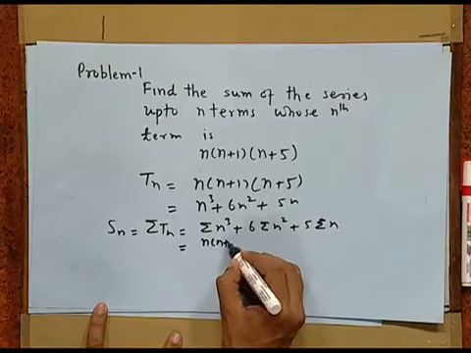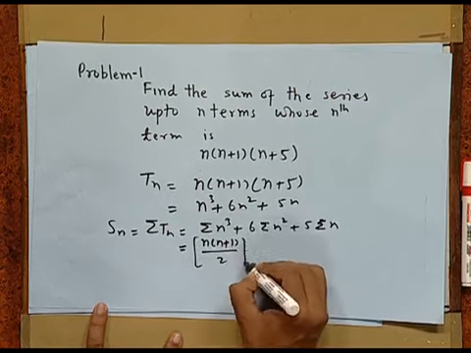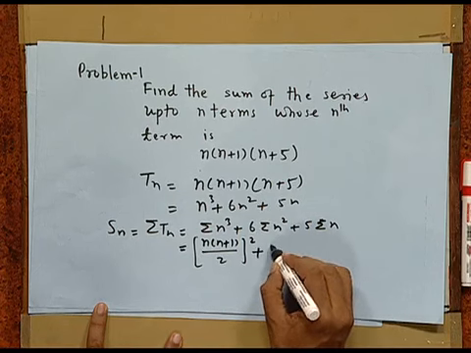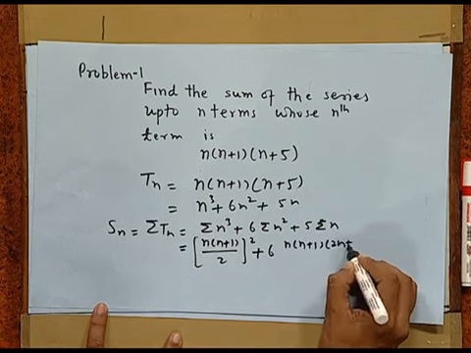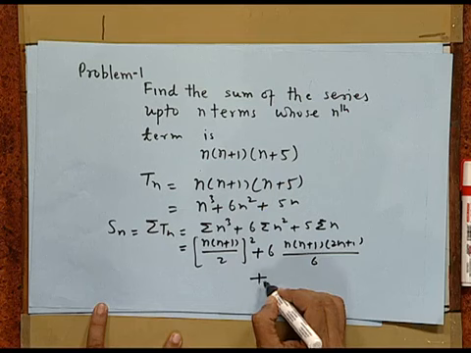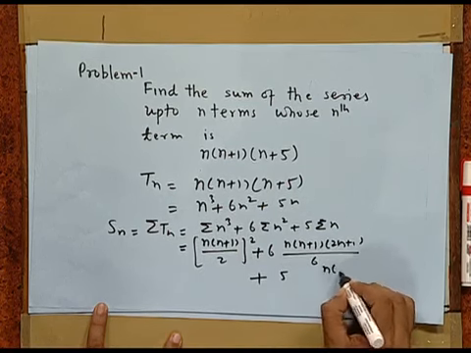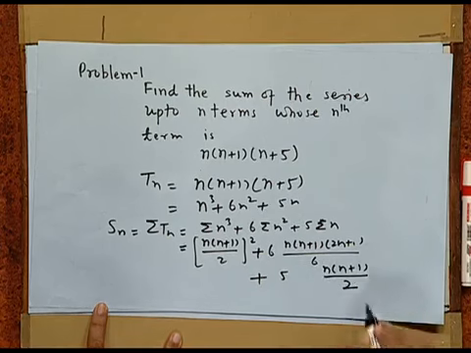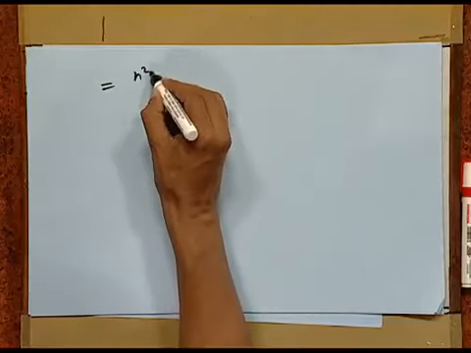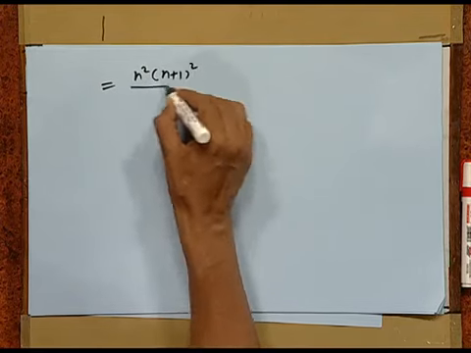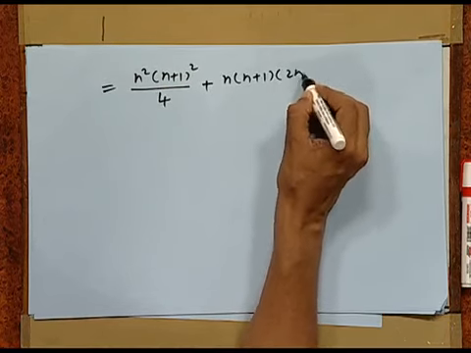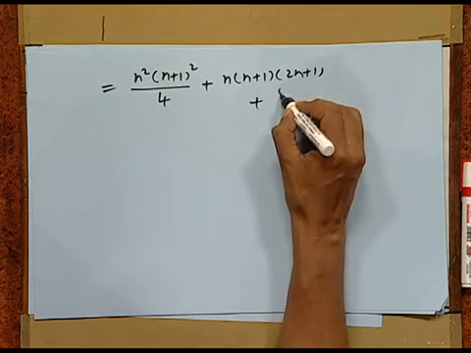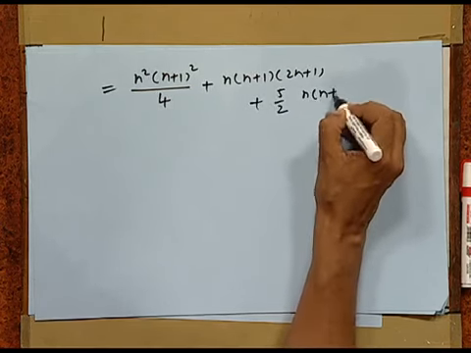From the formula we already know sigma n cube is n times n plus 1 by 2 whole square, plus 6 times sigma n square, which is n times n plus 1 times 2n plus 1 upon 6, plus 5 times sigma n, which is n plus 1 by 2, which equals n square times n plus 1 square upon 4 plus n times n plus 1 times 2n plus 1 plus 5 by 2 n times n plus 1.